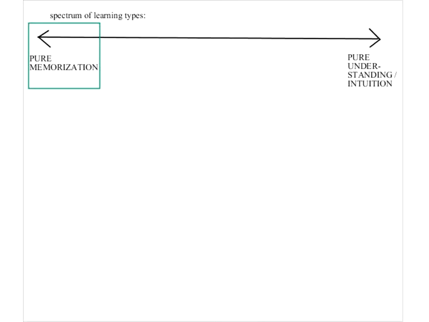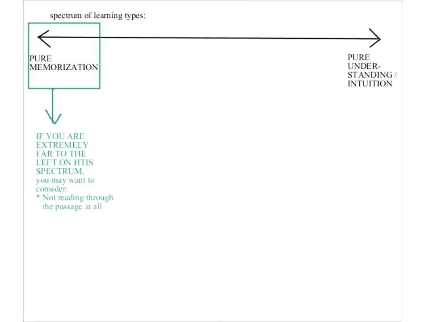But if you are extreme on this side of the spectrum, this is not going to be very many people, but if you are extremely far to the left on the spectrum, I'll fix that typo in a second, you may want to consider not reading through the passage at all. Just randomly guessing on main idea questions. And then spending most of your time on detail-based questions, such as inferences and fact-finding.